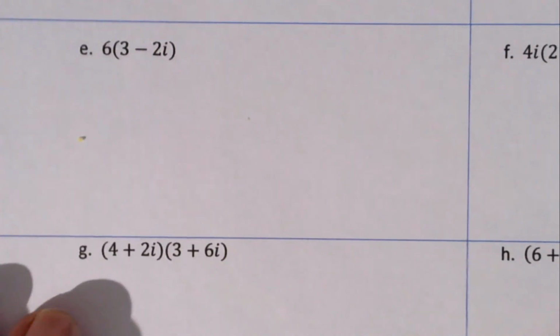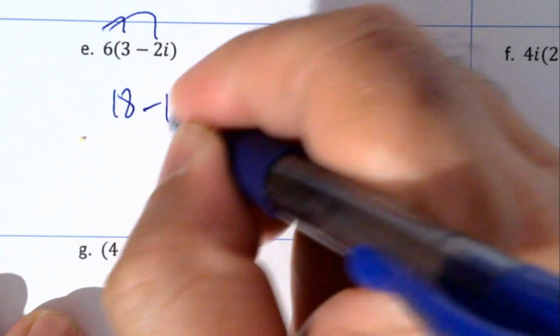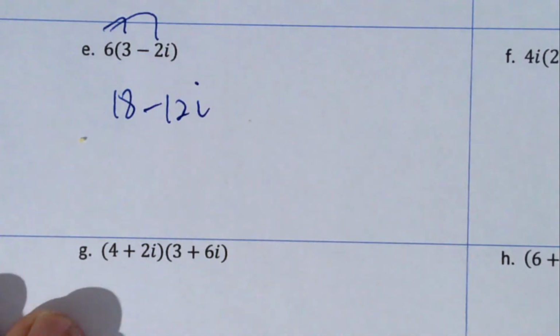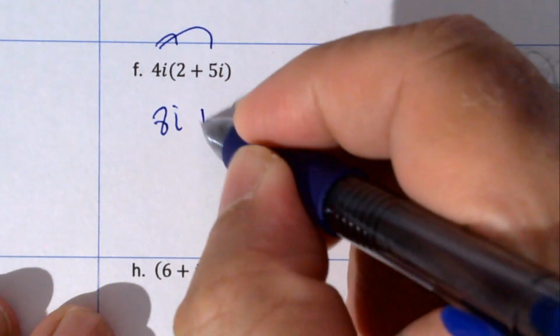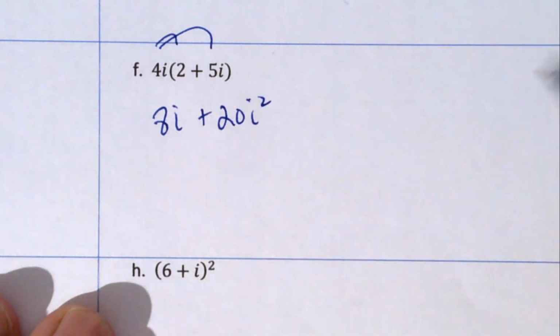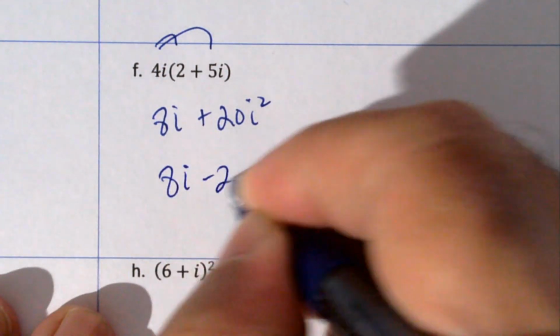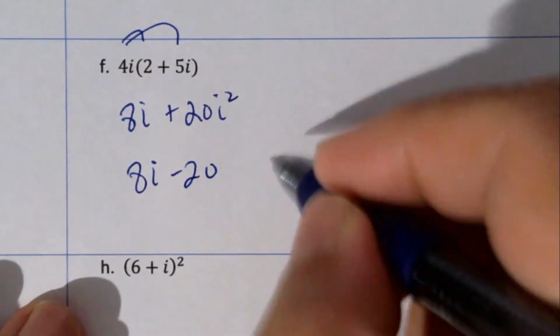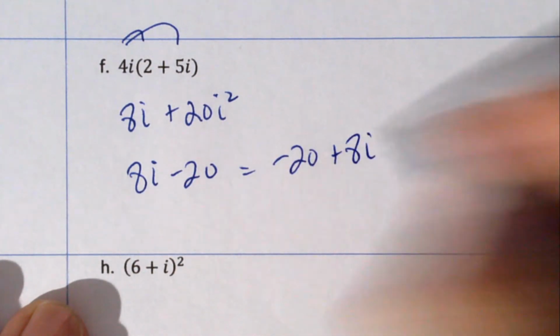So here, first time we have multiplication, we're distributing a real number. So 6 times 3 is 18. 6 times minus 2 is minus 12i. That's it. Next time I'm going to multiply the 4i. 4i times 2 is 8i. 4i times 5i is 20i squared. But keep in mind, i squared cannot be left alone. Remember, i squared was negative 1. So we write 8i minus 20. Now, generally speaking, we do like to have it in the real part, imaginary part order.